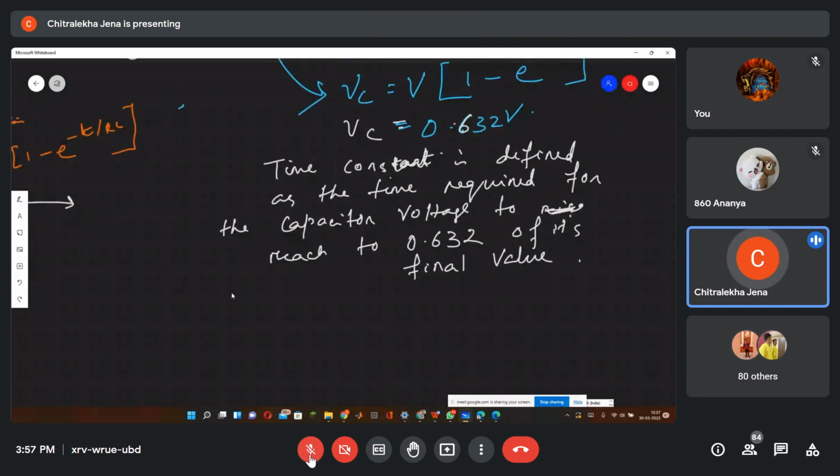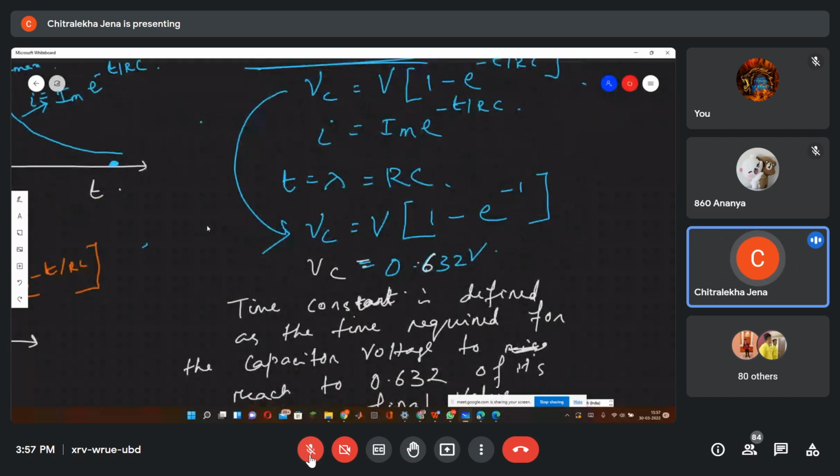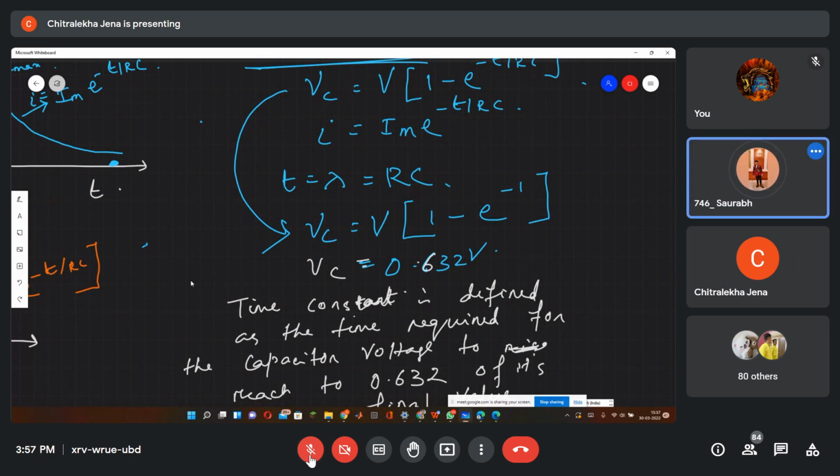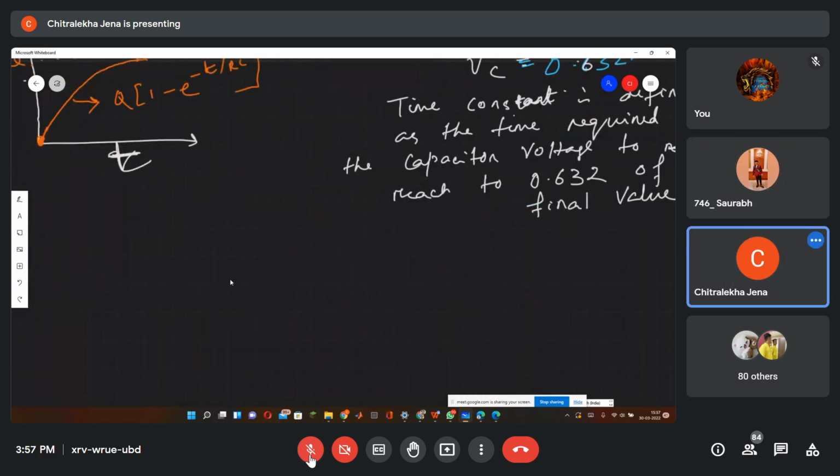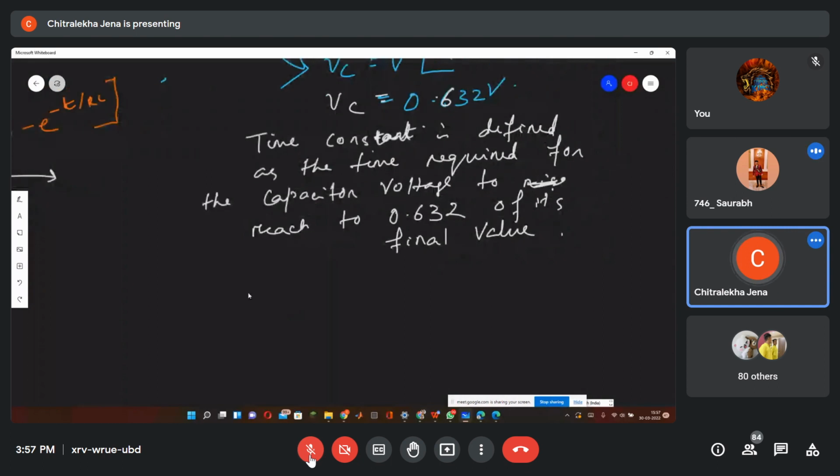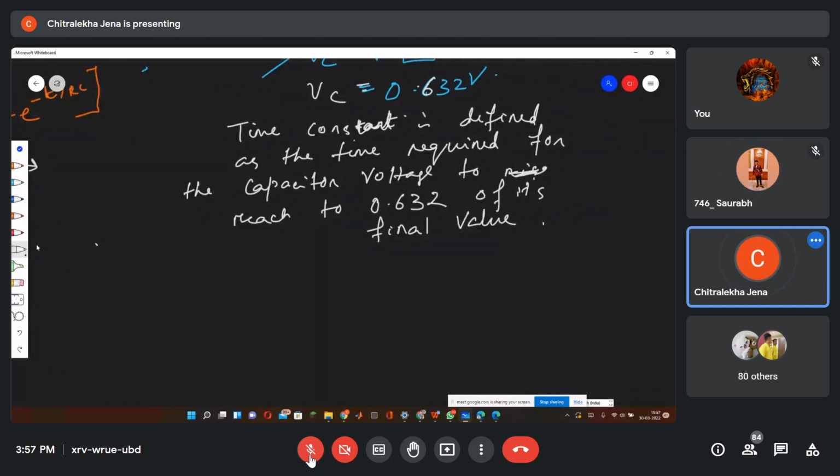Current, for the equation of the current, same. You substitute T equal to RC. There it becomes 0.37. How much is there? Very good. Who answered? Tell your name. Saurabh. Very, very good. So, I equal to how much? I maximum e to the power minus 1. Putting the same thing, T equal to lambda, that is equal to RC. So, I maximum e to the power minus 1 is 0.37 into Im.